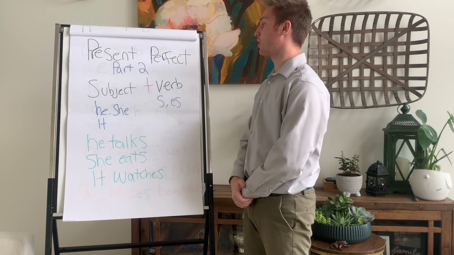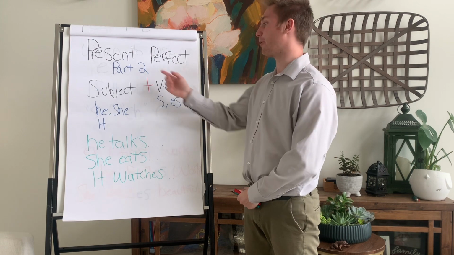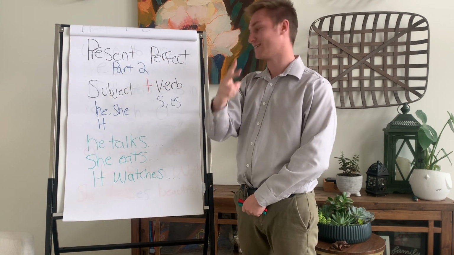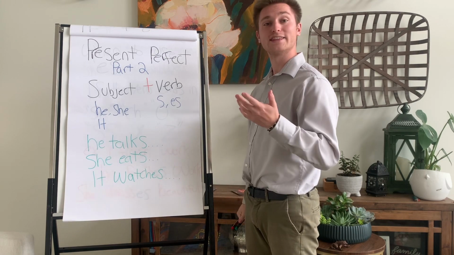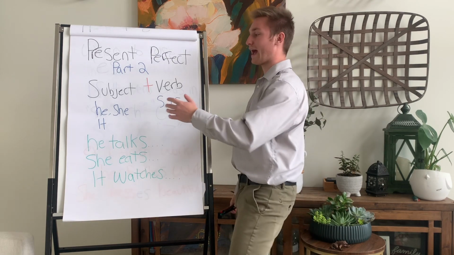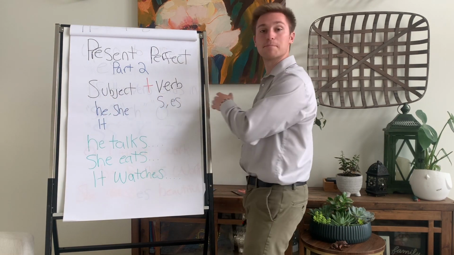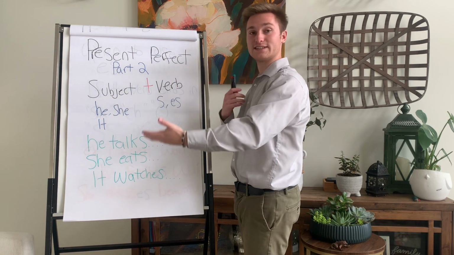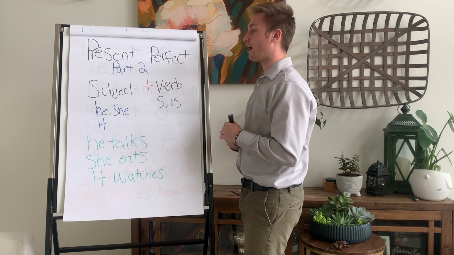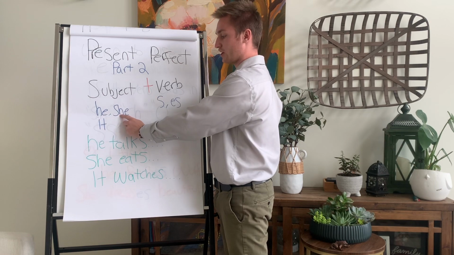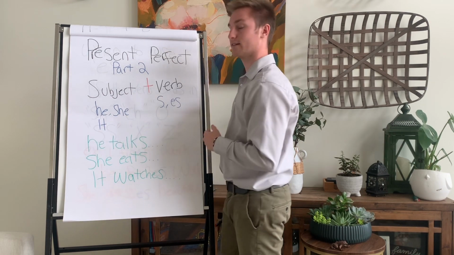Today we will be learning again about present perfect. This is part 2. So, in the previous lesson we had the form subject plus the verb plus the rest of the sentence. Now we will look at when you use the subject he, she, and it.